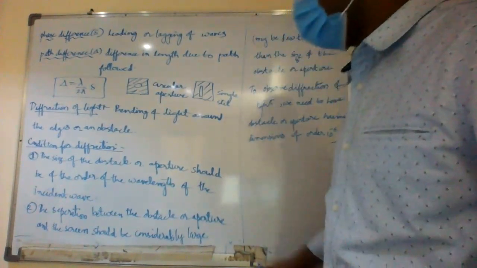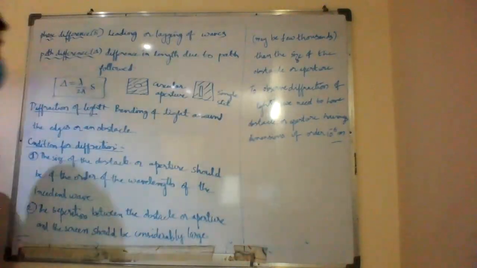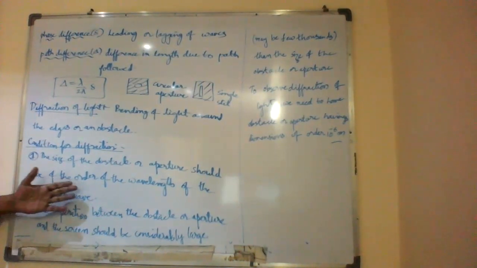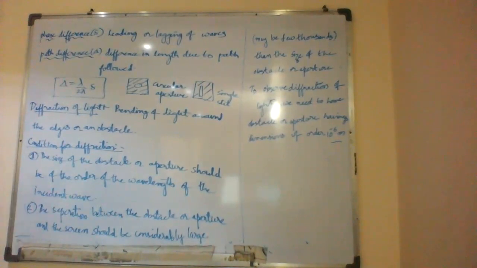Okay, now see here, bending of light around the edge of the obstacle is said to be diffraction. For diffraction, there are two conditions. Number one, the size of the obstacle or aperture should be of the order of the wavelength of the light. Suppose the wavelength of the light is 10 to the power of minus 8 or minus 6 meters, something like that. Then the aperture size also should be like that. It should be in nanometers, a very, very fine dot, for example.